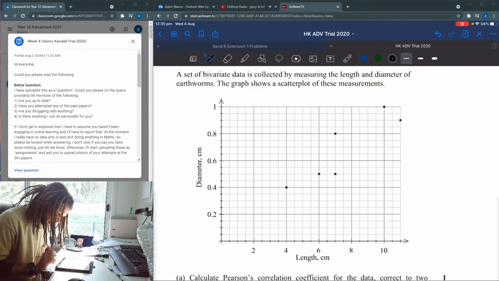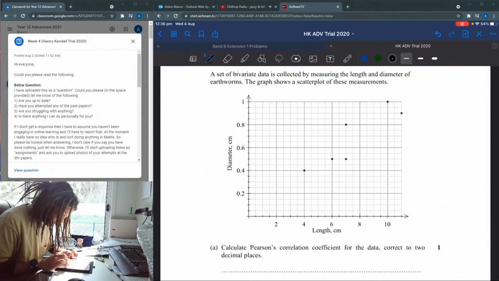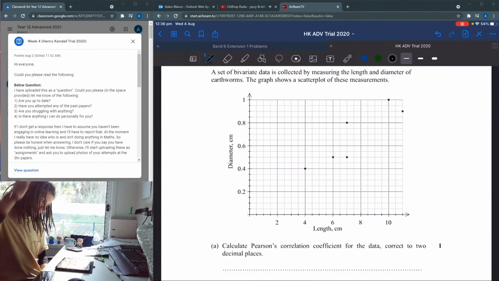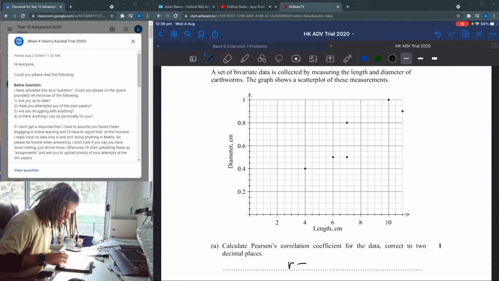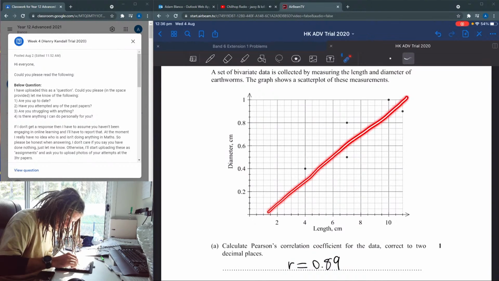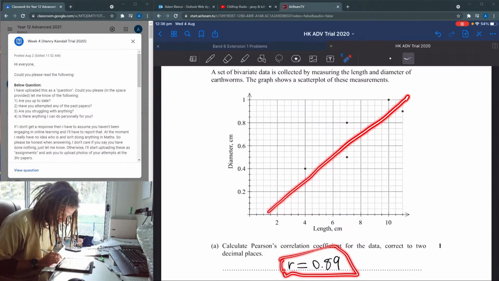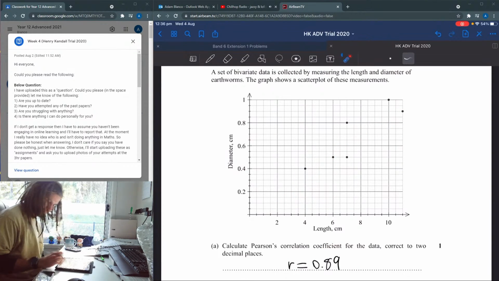A set of bivariate data is collected. The graph shows a scatter plot. Calculate the Pearson's correlation coefficient. It's only 1 mark. This is where you'd have to type it into your calculator, but I can't be bothered doing that. It's 0.89. So if you type that in and get 0.89, that means my line of best fit is kind of close. This suggests a strong relationship. I don't know if I'd call that strong.